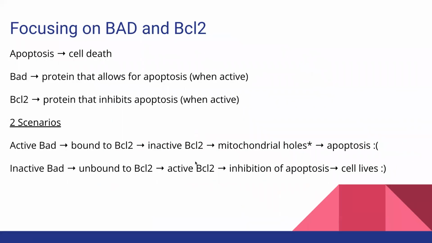And then this is just a little summary page. BAD is the protein that allows for apoptosis when it's active, because when it's active, it's bound to BCL2. And BCL2 is the protein that inhibits apoptosis when it's active, so when it's not bound to BAD. There are two scenarios here on the bottom. When BAD's active, bound to BCL2, BCL2 is inactive, and there's apoptosis. When BAD's inactive, it's not bound to BCL2, BCL2 is active, and there's inhibition of apoptosis.